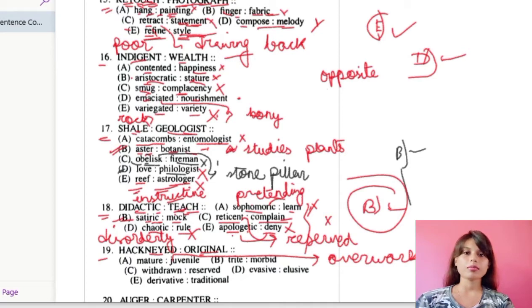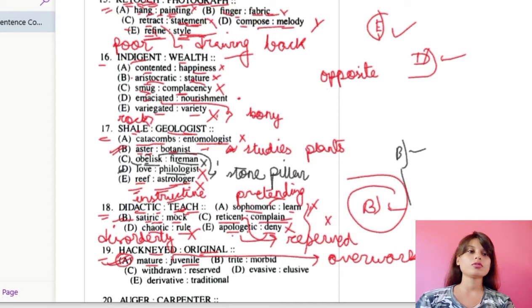Number A. Number A is mature and juvenile. So mature means having reached the most advanced stage in any process. Okay, that means mature. You have gained maturity. And who is a juvenile? Juvenile means under 18, who is still young enough to not understand many things. So we can say this option will definitely go with the question. So number A can be the perfect answer for this.